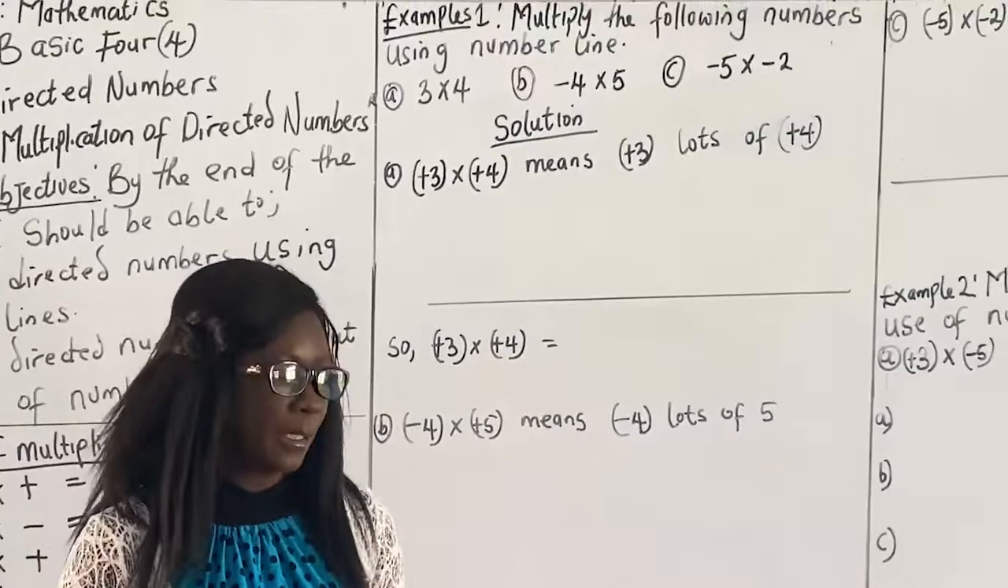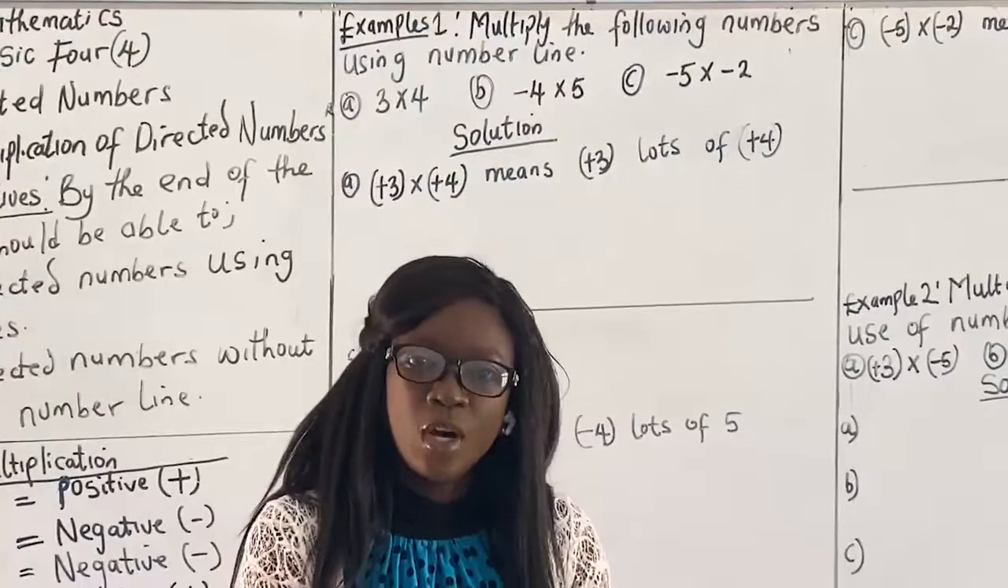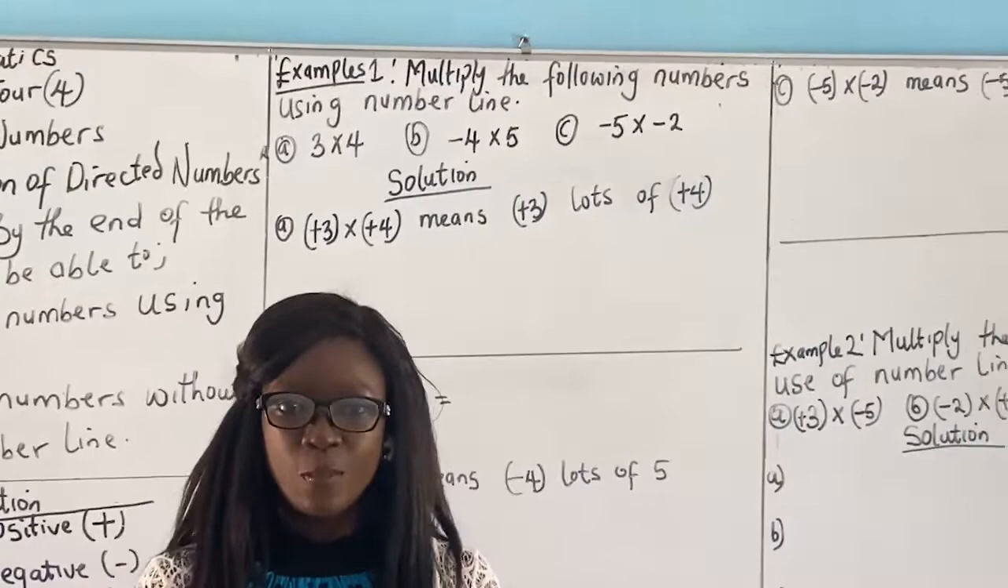Okay, just as in addition, you make use of a number line from 0 to 1, 2, 3, and from the left side, 0, minus 1, minus 2, like that. That's not the same case for multiplication using a number line. We're going to see it before the end of this class. Alright, let's see the first one.